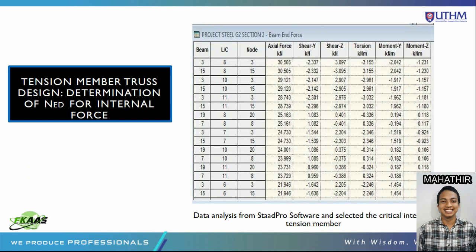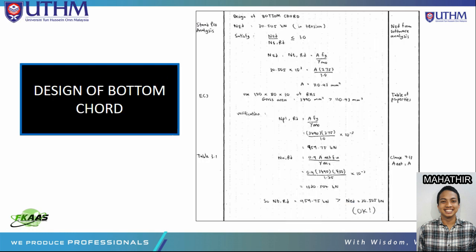Explanation about design of bottom chord. We get the design value of tension force NED from the Step Pro. Then we do the calculation and find the value of A. Then from the EC3, we use the size that we choose for rectangular hollow section. Then for the verification, we must find the design plastic resistance. Then after that, we find the value for the design ultimate resistance NURD. Based on that, we can see the NTRD is more than NED and it is okay.